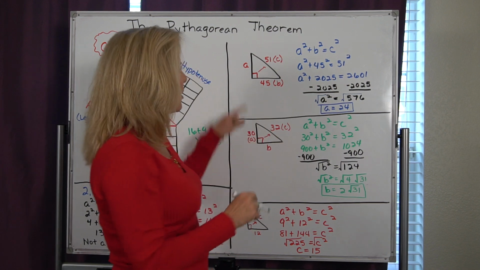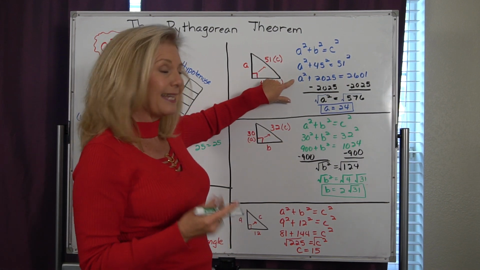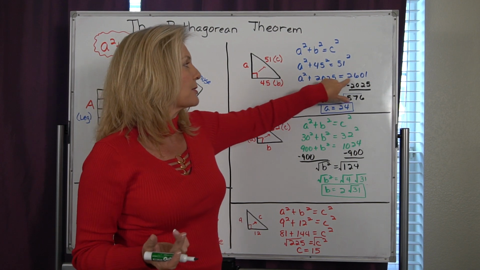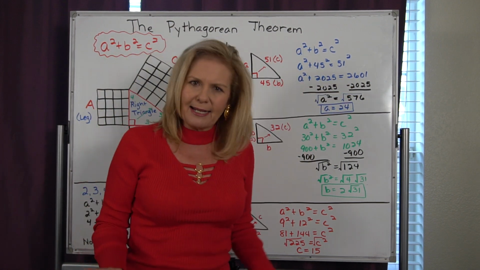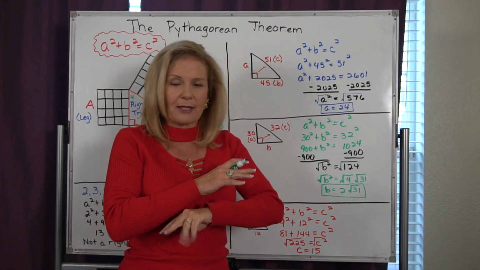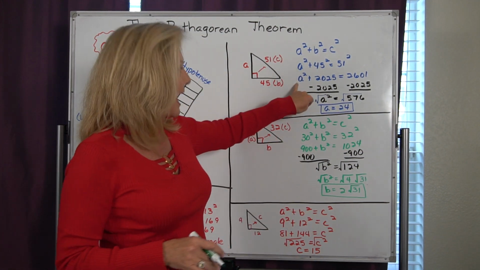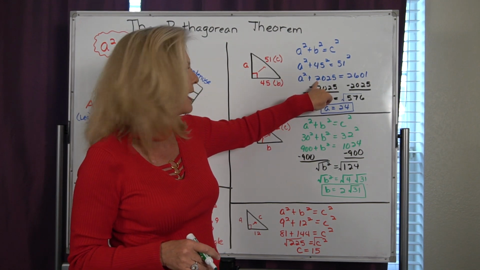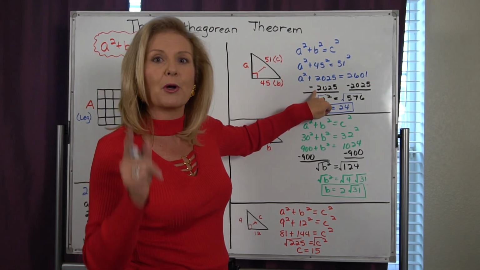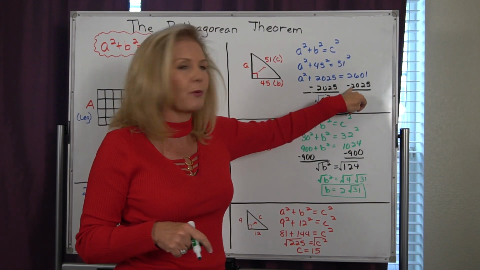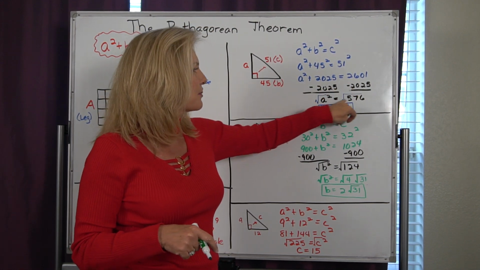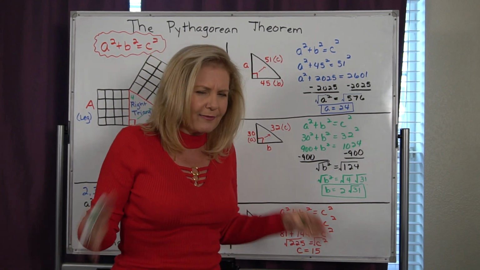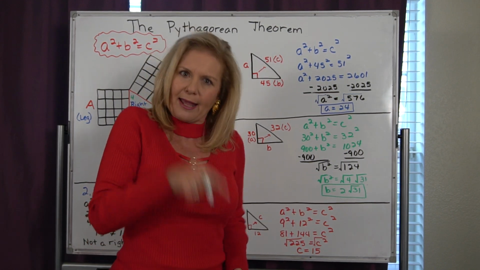So when I go to solve this and I plug them in, I get an equation: a squared plus 2025 equals 2601. The second I have an equation, then I just solve it like I solve any equation. I have to get a squared by itself, so I need to get rid of this plus 2025. So I'm going to subtract from both sides to keep my equation balanced, and I'm left with a squared equals 576. But remember, I never want to leave it as a squared. I want to know what a is.